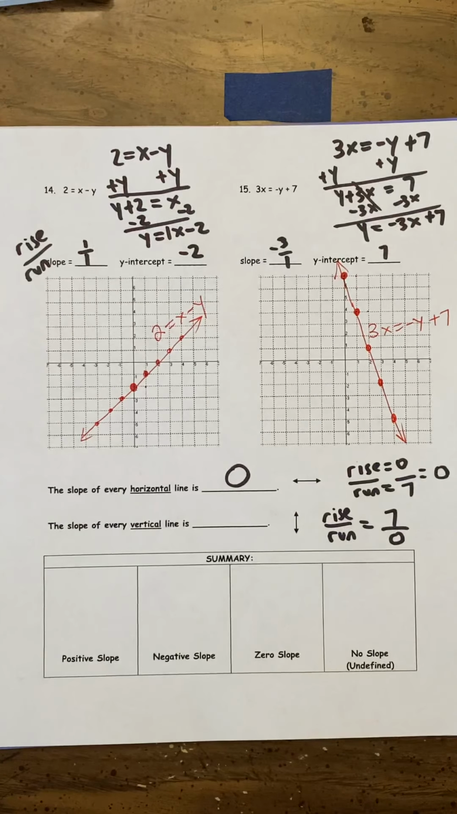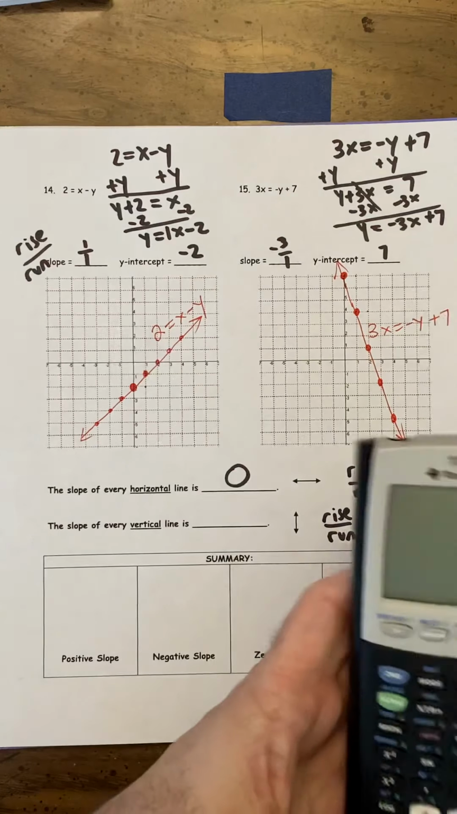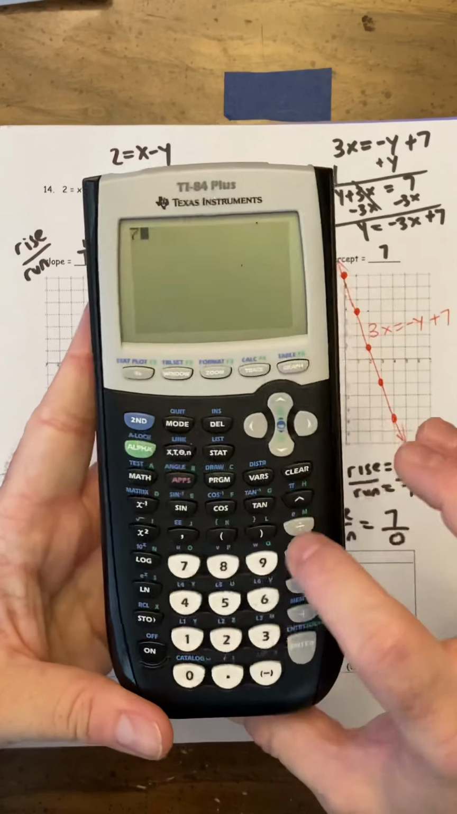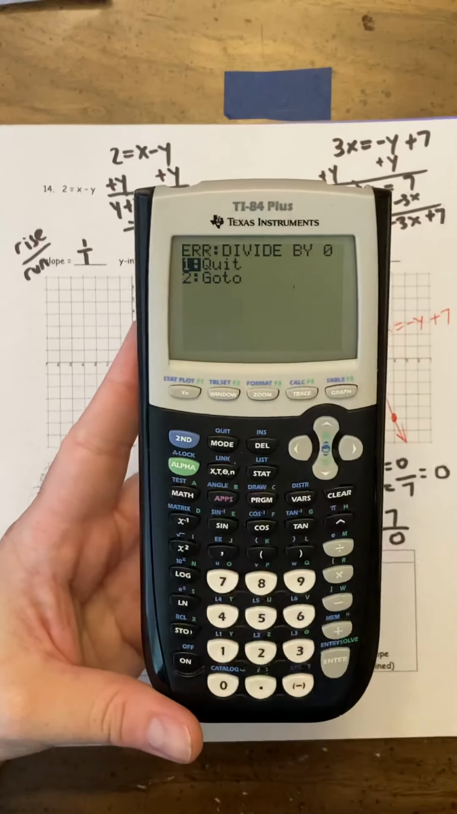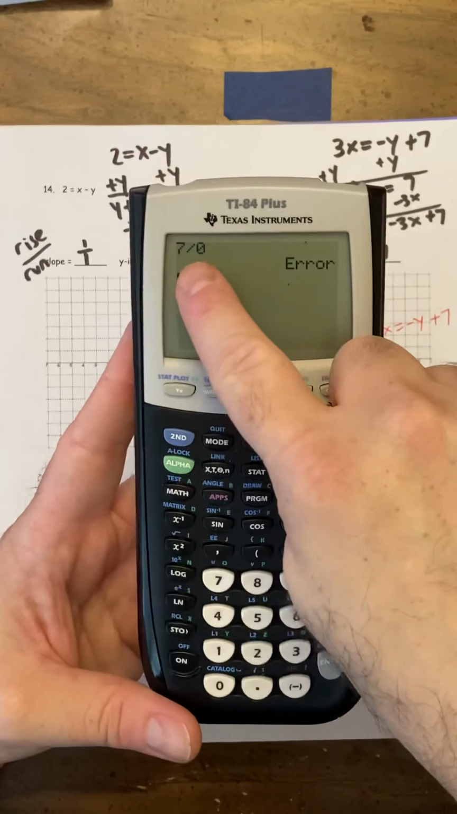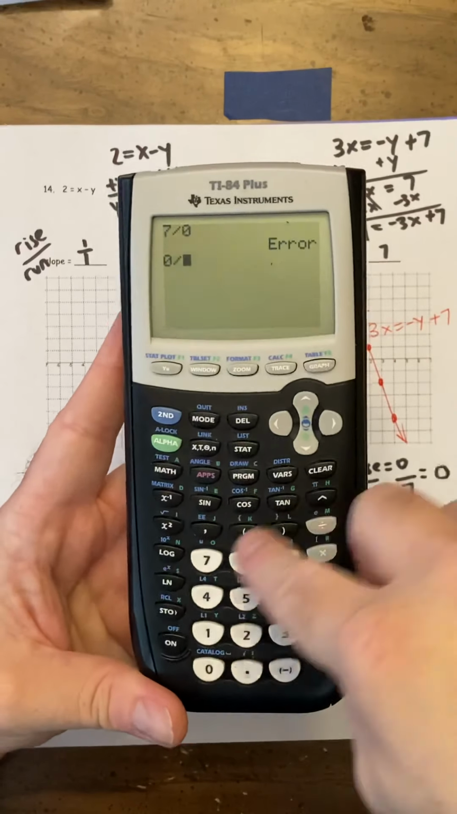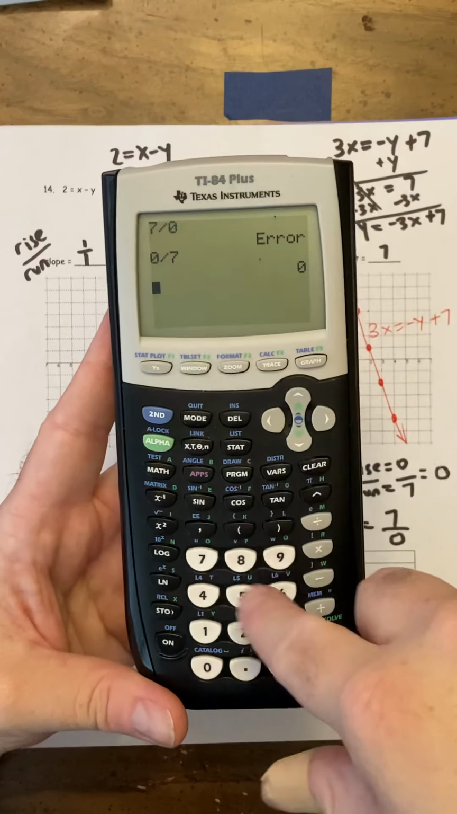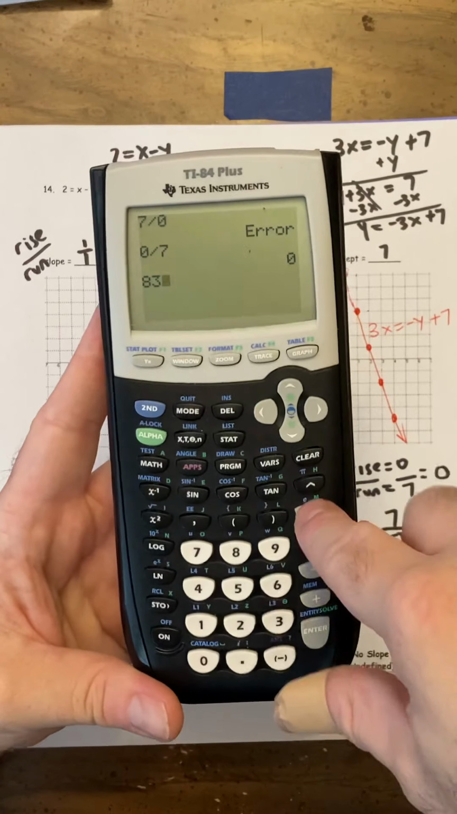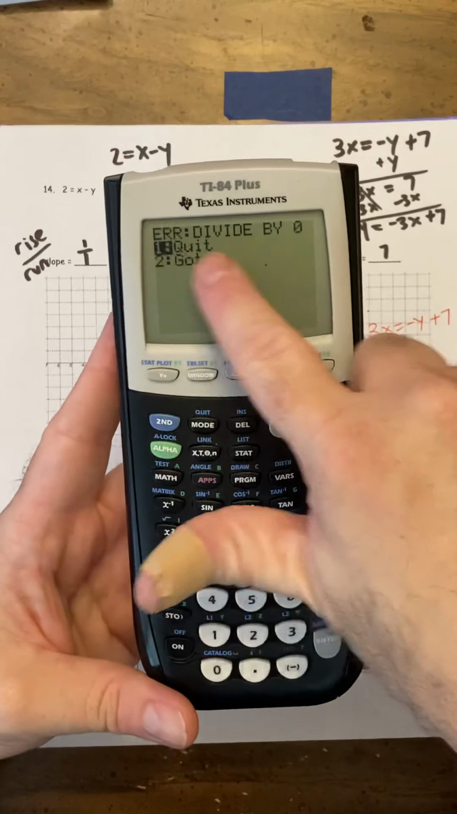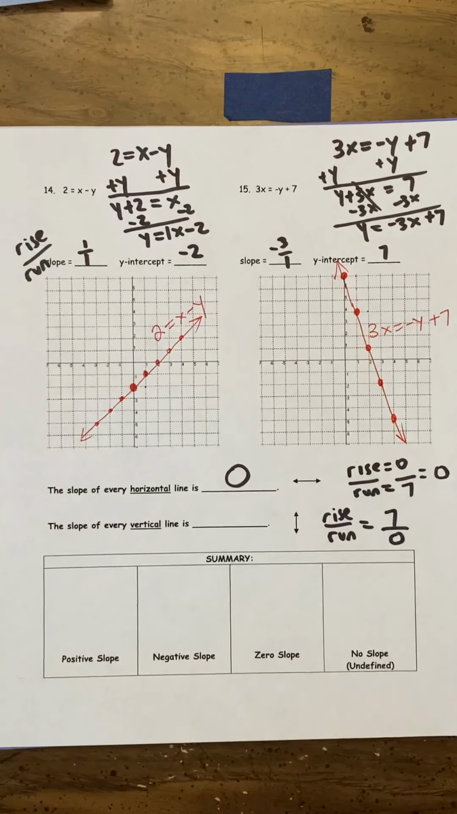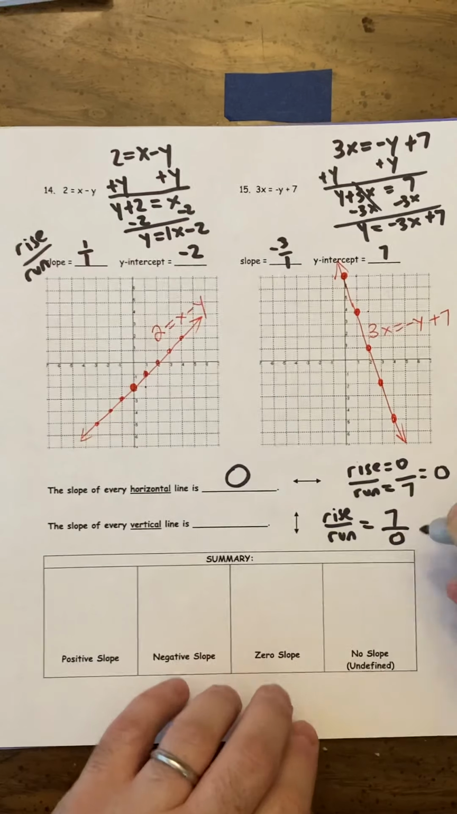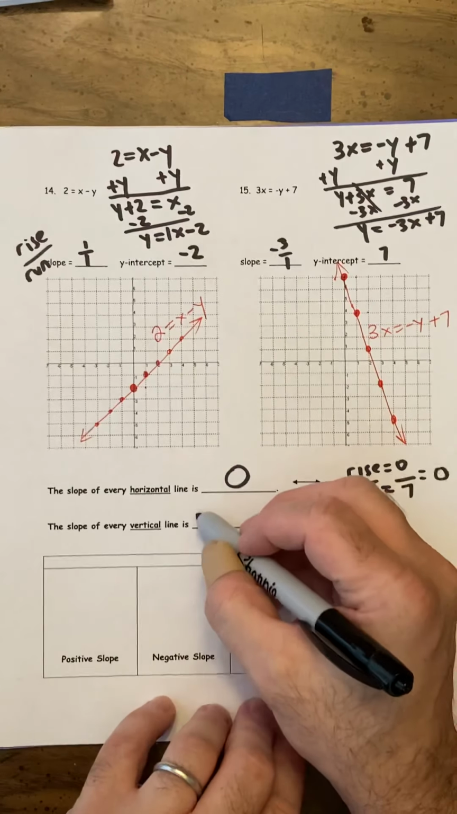If you take a calculator and try to divide any number, let's say 7, by 0, look what it says. It says error, divide by 0. So it's not allowing us to divide by 0. We could do 0 divided by 7. That's going to give us 0. But any number, let's say 83, divided by 0, that's going to give us the error. So the fact is you cannot divide by 0, and so this is not really a number. What we say is this slope is undefined.